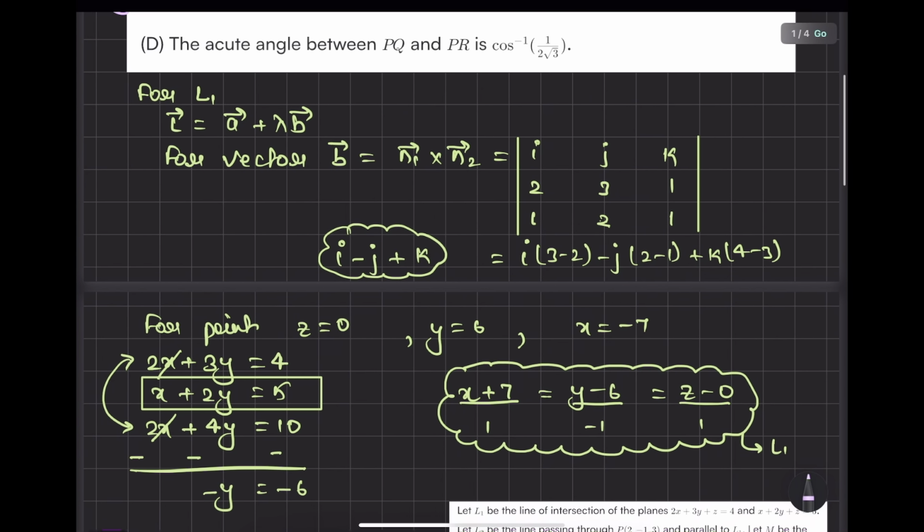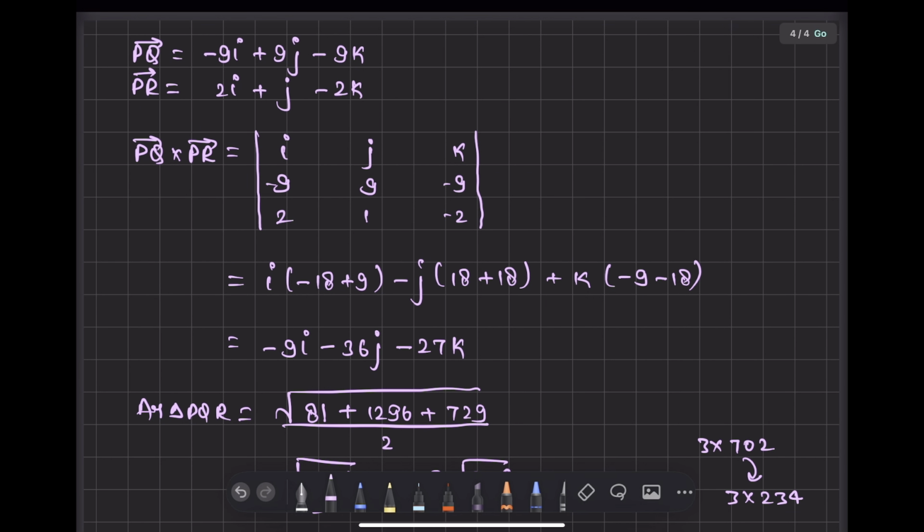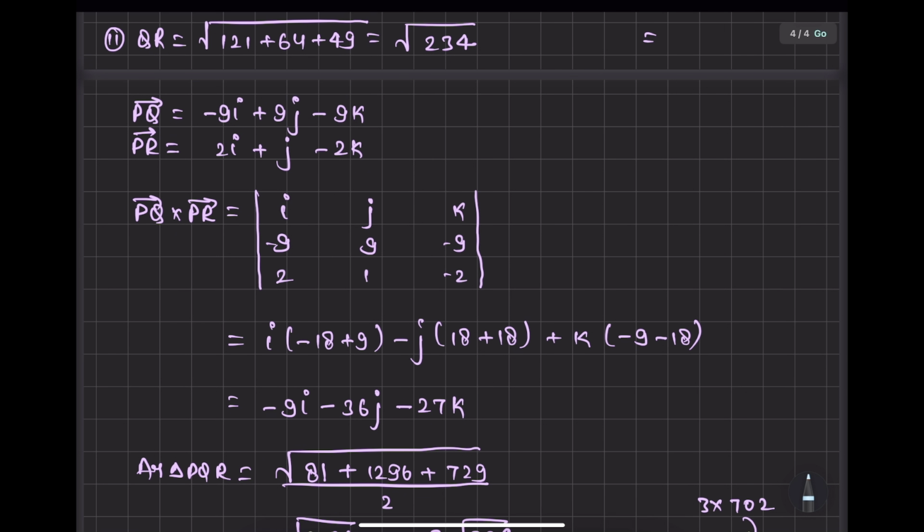Now we need to find the acute angle between PQ and PR. So the fourth question is the angle between PQ and PR. So we have already found PQ and PR. So for the angle, you know that we will be using the dot product. So the dot product means PQ dot PR equals mod PQ, mod PR, cos theta. We will go with the acute angle, so we will put mod. So i with i, j with j, and k with k. So it is -18 plus 9 plus 18.